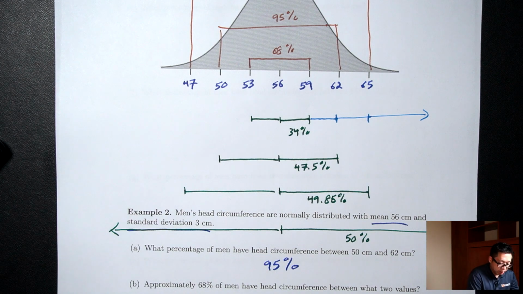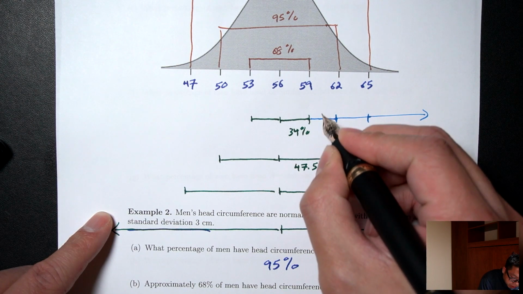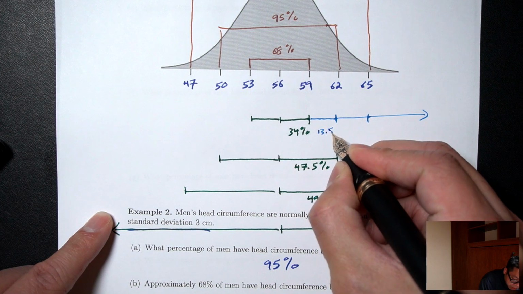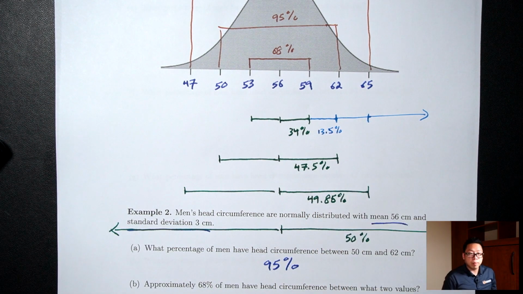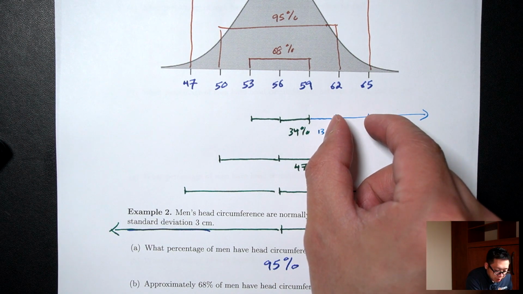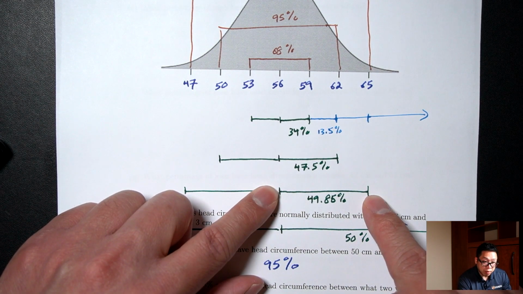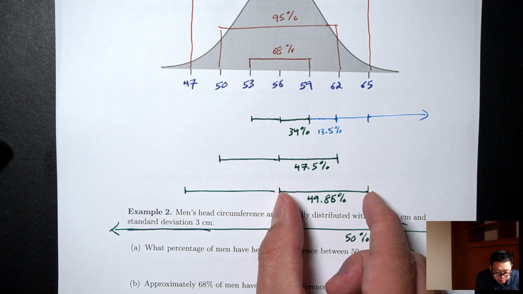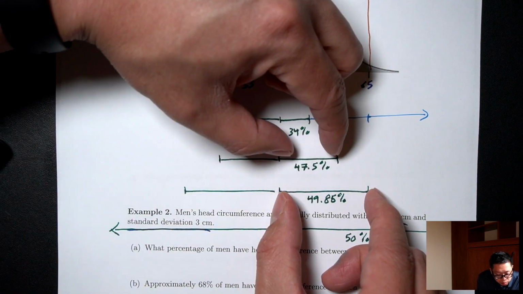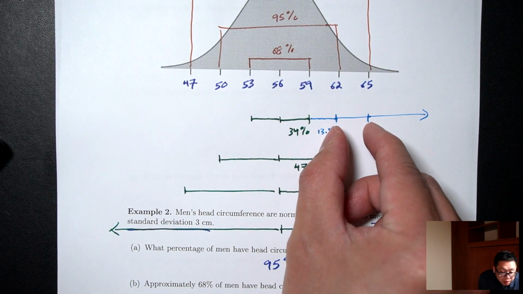13.5. This piece here is 13.5%. Let me write that down here. 13.5%. What about this piece? This piece is 49.85% subtract this piece. If I take this 49.85%, subtract the 47.5%, that should give me exactly this piece, which is right there.